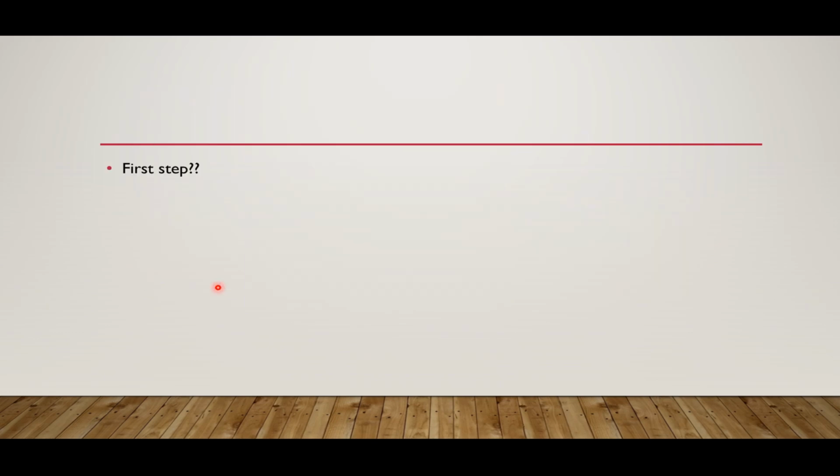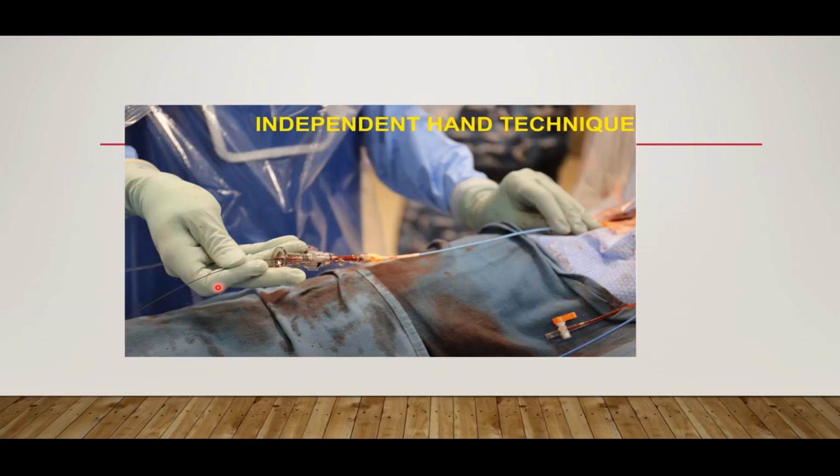This is a case of ostial RCA. First step, nitroglycerin. Still the same, so it is really an RCA ostial lesion. There is a technique Emmanuel showed us, which is independent hand technique.